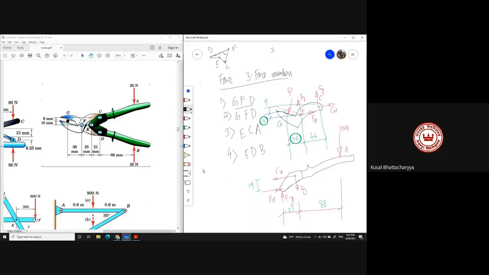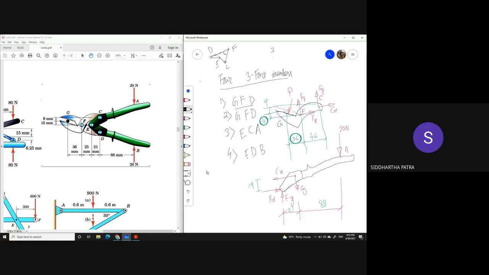Sir, I think one dimension should be given, right? Yeah, in that figure, we have to think that C and A both are in the same line. Because, A, yes, sir, the height is not given. Height of A with respect to C.